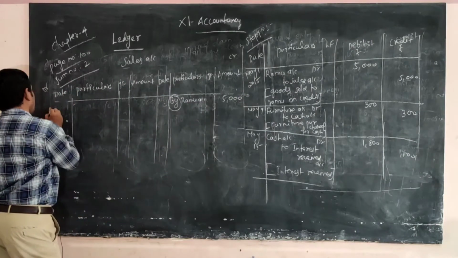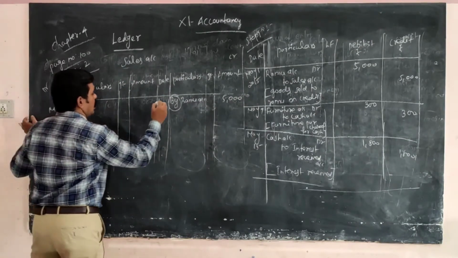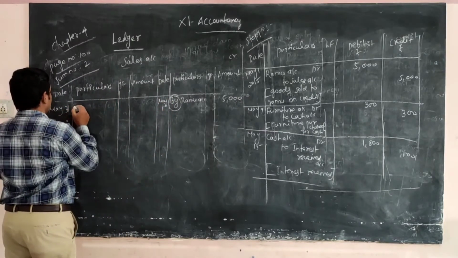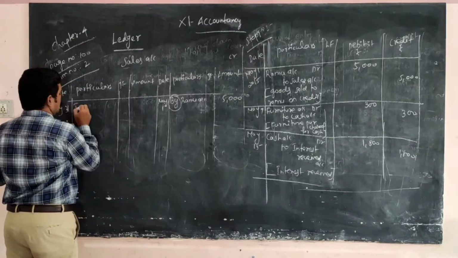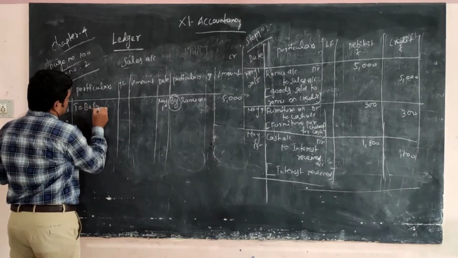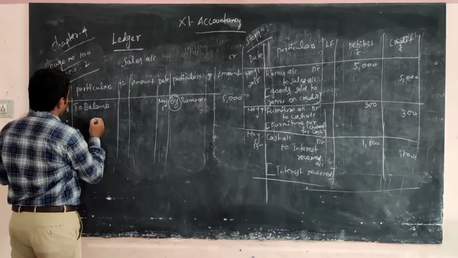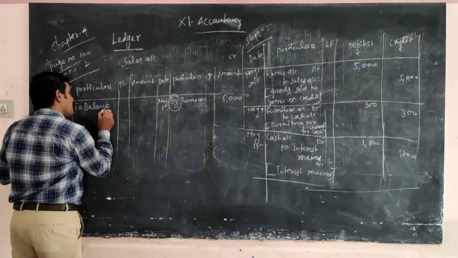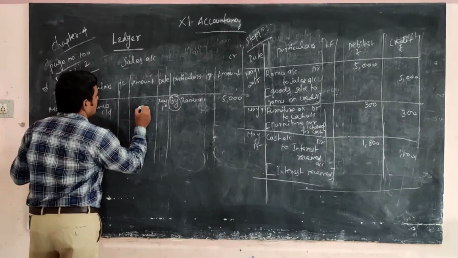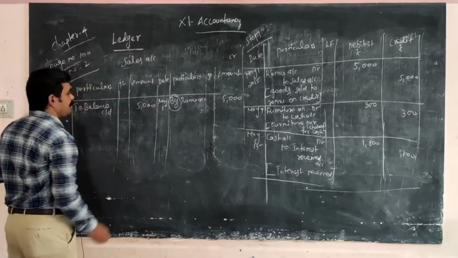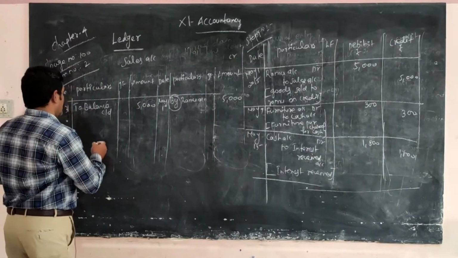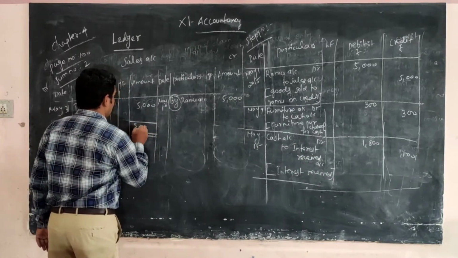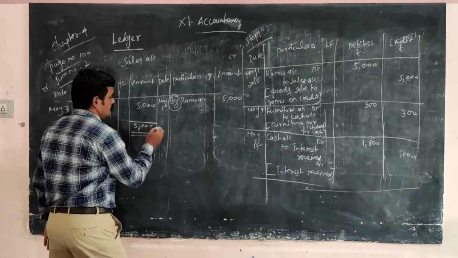Okay, so May 1, May 31st, to balance, that is to balance carry down, 5,000. Okay, so now the balancing amount 5,000, here also 5,000.